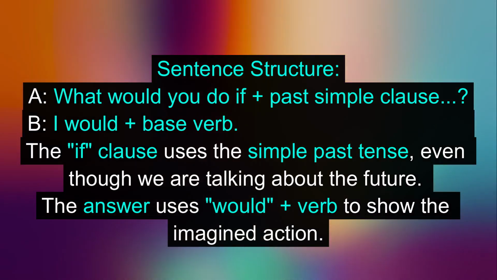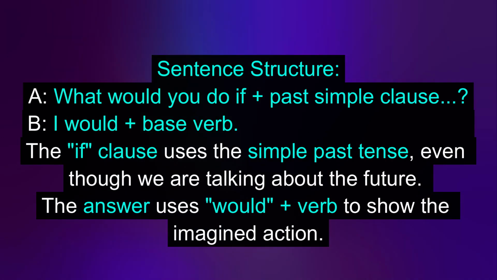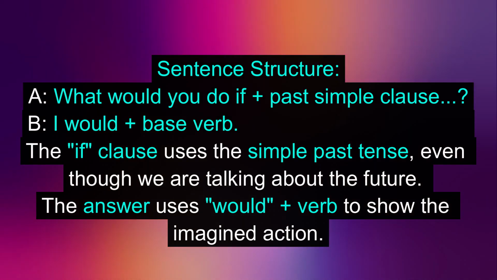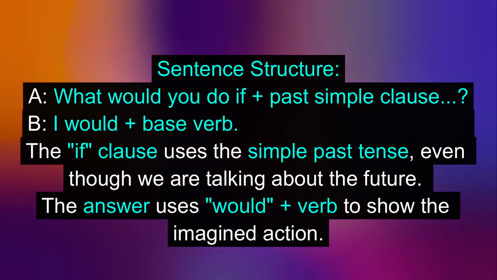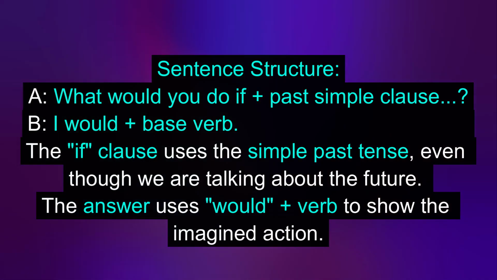Sentence structure. A. What would you do if past simple clause? B. I would plus verb. The if clause uses the simple past tense, even though we are talking about the future. The answer uses would plus verb to show the imagined action.